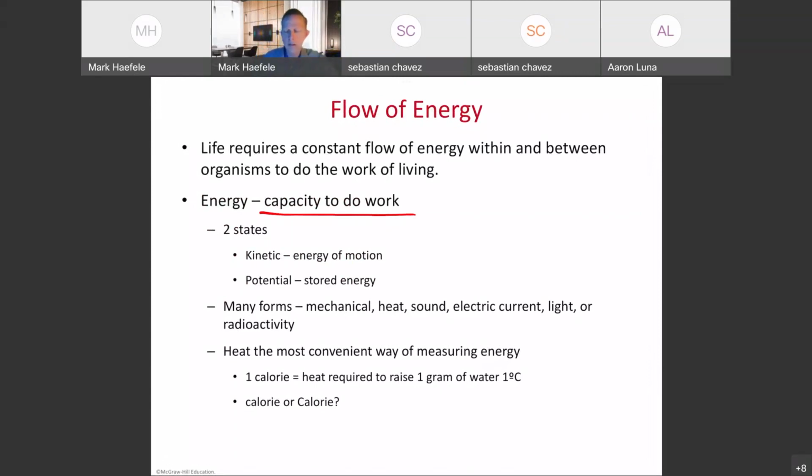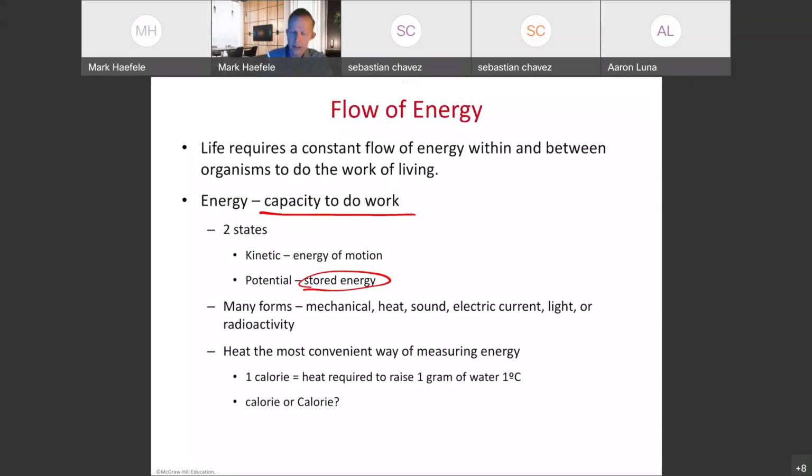Now, when we take a look at energy itself, we have two main forms of energy, right? We talked a little bit about this already. We have potential energy, which is that stored type of energy or energy of position. And then, of course, we have kinetic energy, which is the energy that's released as that potential energy is released.